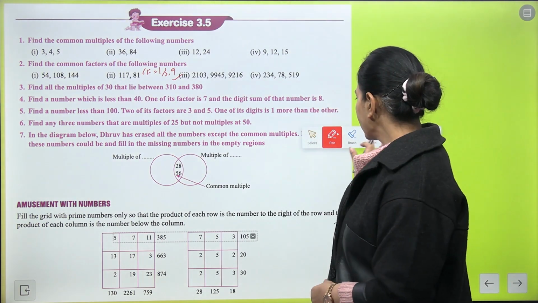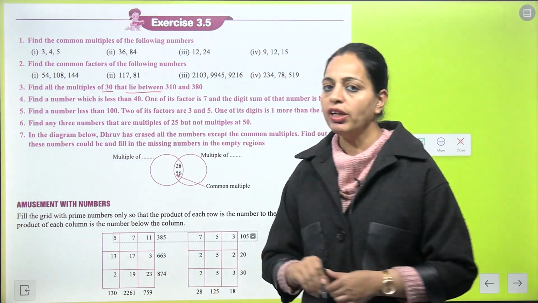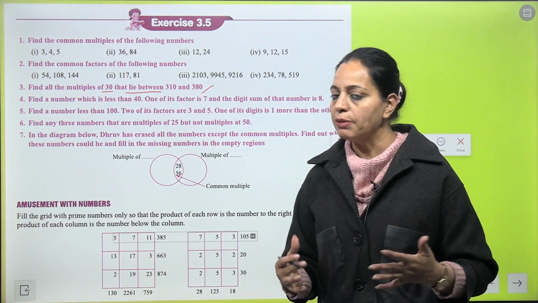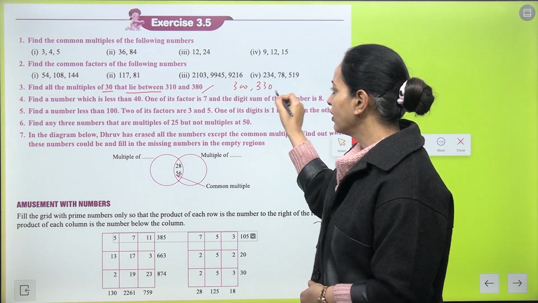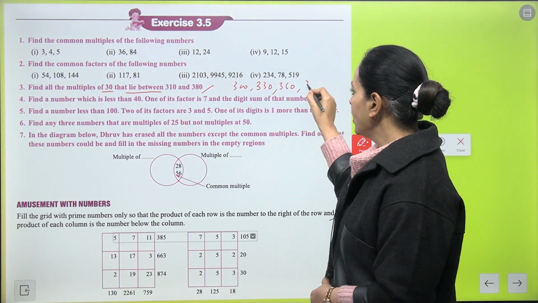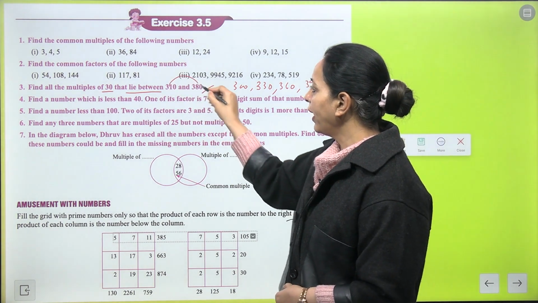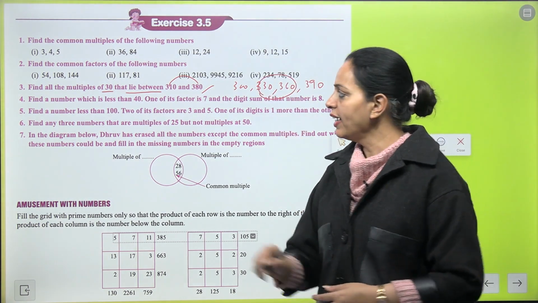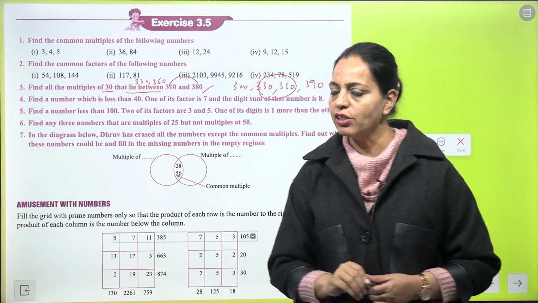Okay. Now the next is question number 3. Find all the multiples of 30 that lie between 310 and 380. So you know 30 multiples, like 30 into 10 is 300, then next is 330, then next is 360, plus 30, plus 30, then next is 390. We want multiples between 310 and 380. So two multiples, 330 and 360. Okay, I hope this is clear to you.